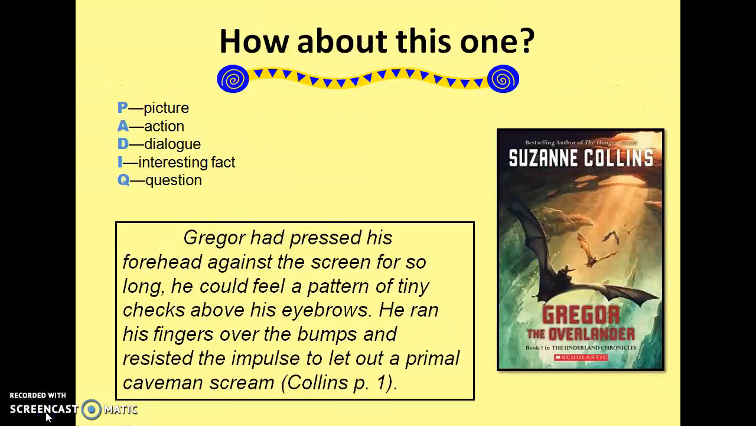How about this one? This is the very beginning of Gregor the Overlander. Look at your acronym at the top to help you decide. "Gregor had pressed his forehead against the screen for so long, he could feel a pattern of tiny checks above his eyebrows. He ran his fingers over the bumps and resisted the impulse to let out a primal caveman scream." If you thought A for action, you got it. He's pressing his forehead against the screen, and then he wants to run his fingers over the bumps.